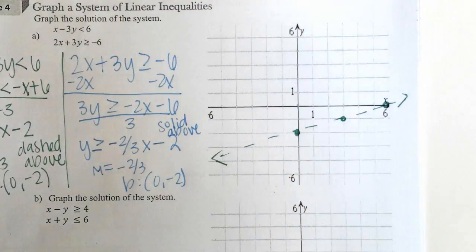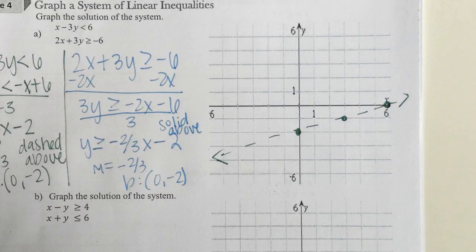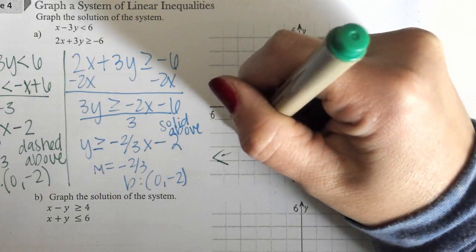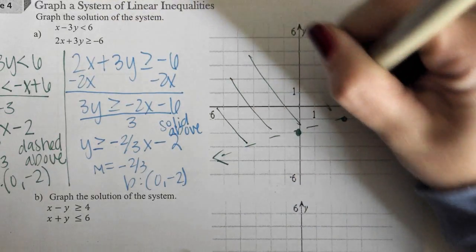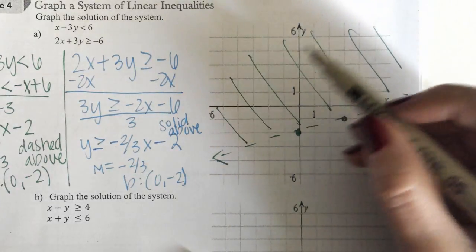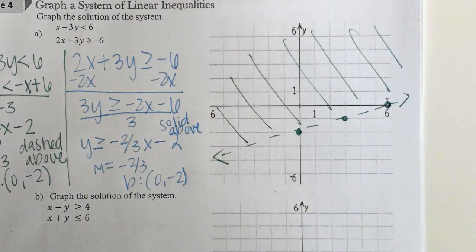Alright, we're going to shade above. If you do have colored pencils, then you don't have to worry about how you draw it. But if you don't have colored pencils, I want you to draw lines like this to indicate your shading.